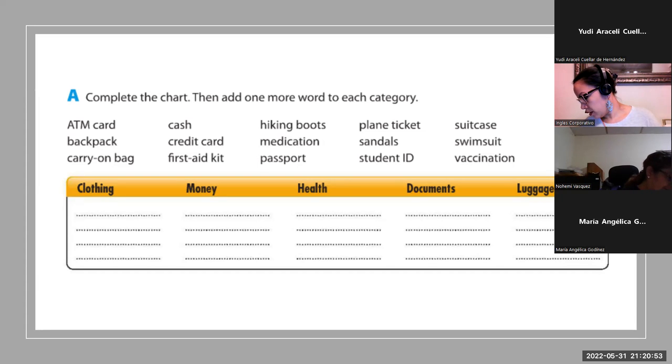Good questions. Ya ven que sus buenas preguntas nos llevan a ir ampliando el tema. Vocabulario y otras cositas que salen de ahí. So that's why your participation is really important. Any other question?